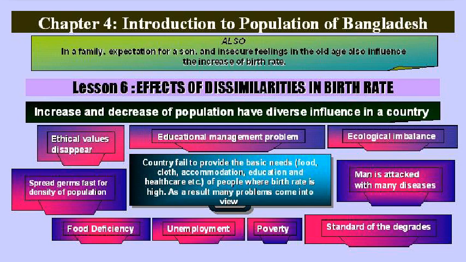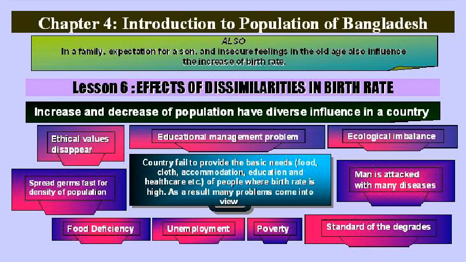Now, in lesson 6, effects of dissimilarities in birth rate. Okay, then increase and decrease of population have diverse influence in a country. A country fails to provide the basic needs, something like food, clothes, accommodation, education, and healthcare, etc. Those are the basic needs of people, while birth rate is high. It's very hard to provide them. As a result, many problems come into view.